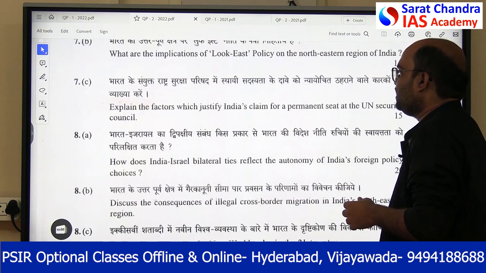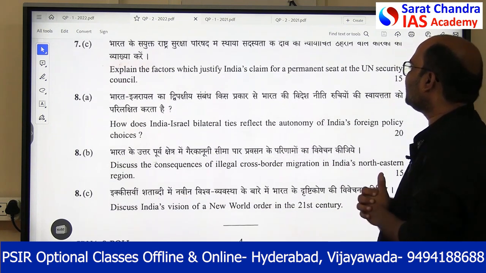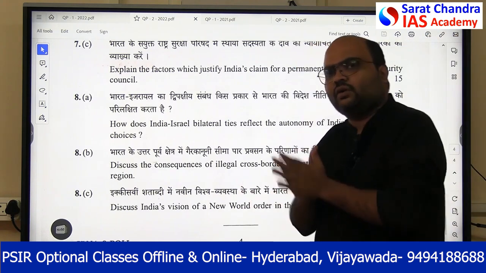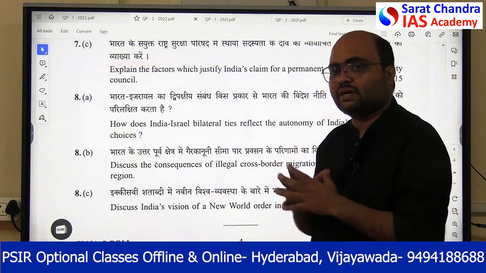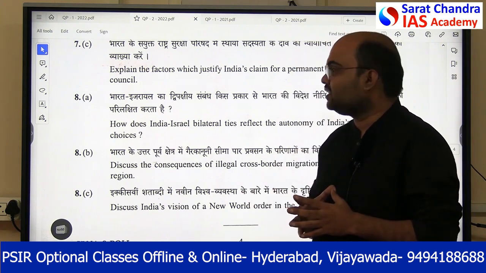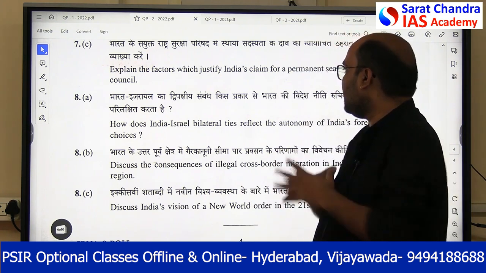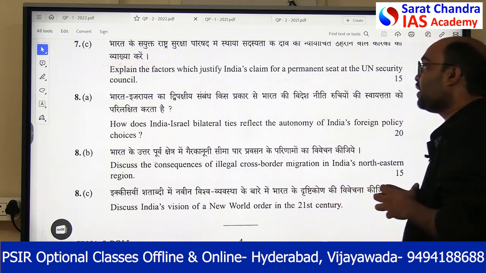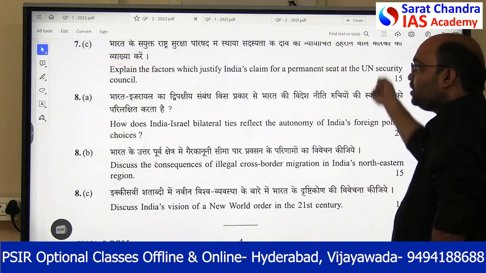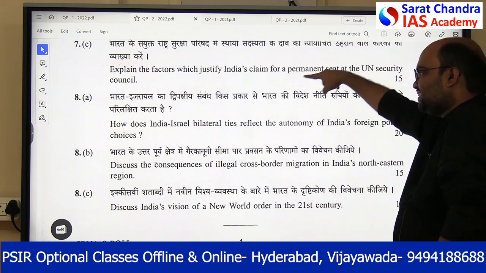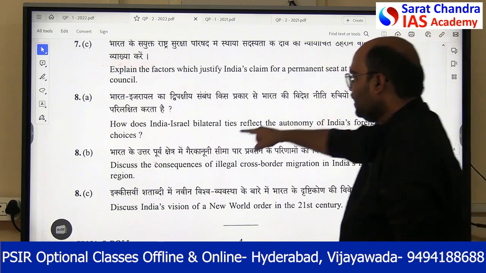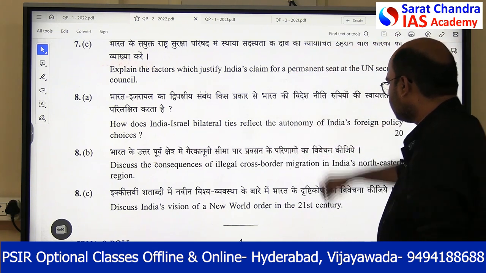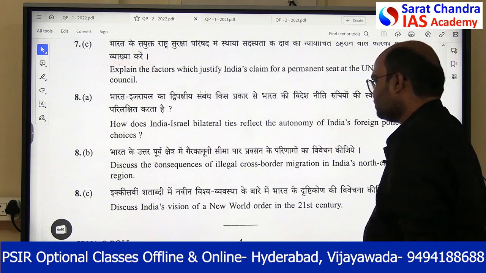So, explain the factors which justify India's claim for a permanent seat. Why should India, and not only India but several other countries like Japan, South Africa, Brazil, have been asking for a permanent seat in the UN Security Council? So, how are we justifying our claim? That's a question. And India-Israel bilateral ties and relations. So, that is another question.